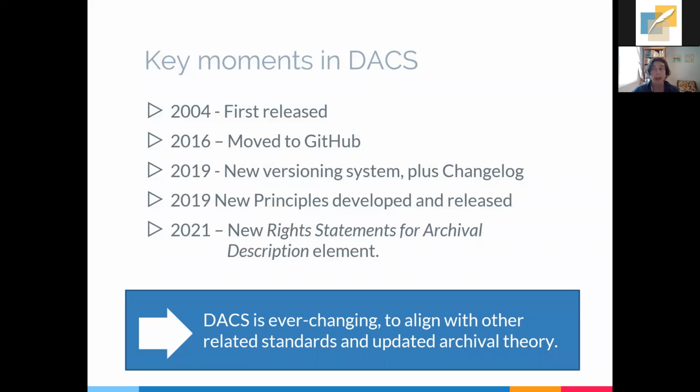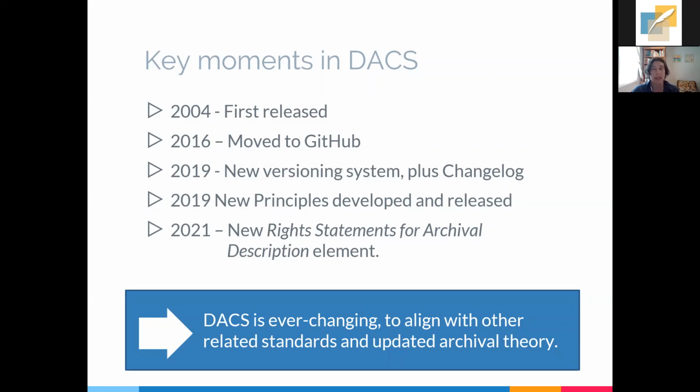So some key moments, right? DACS has existed since 2004. It was first released and sort of meant to align with other archival standards and help build out those standards for use in the US. Canada does use a different type of description content standard. In 2016, I know there's a big gap in there. There were some other things that happened, but nothing super essential.